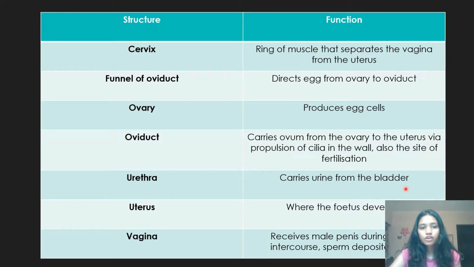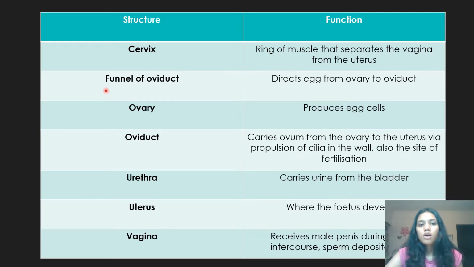Okay, again, the function. So basically the cervix, as we have seen, is the opening to the uterus. Okay, it is further up. The vagina is lower, the cervix is further up. It is a ring of muscle that separates the vagina from the uterus. Just remember, vagina, cervix, uterus. So just remember, cervix is in the middle of the two, separates them.